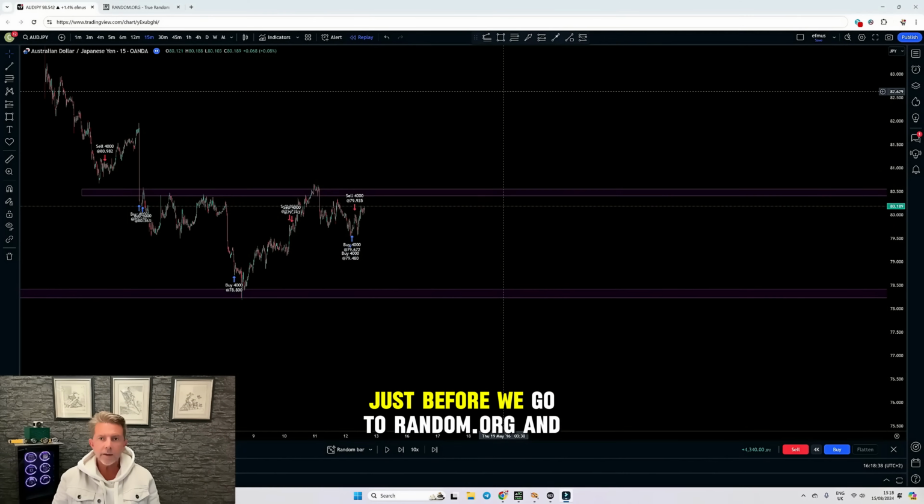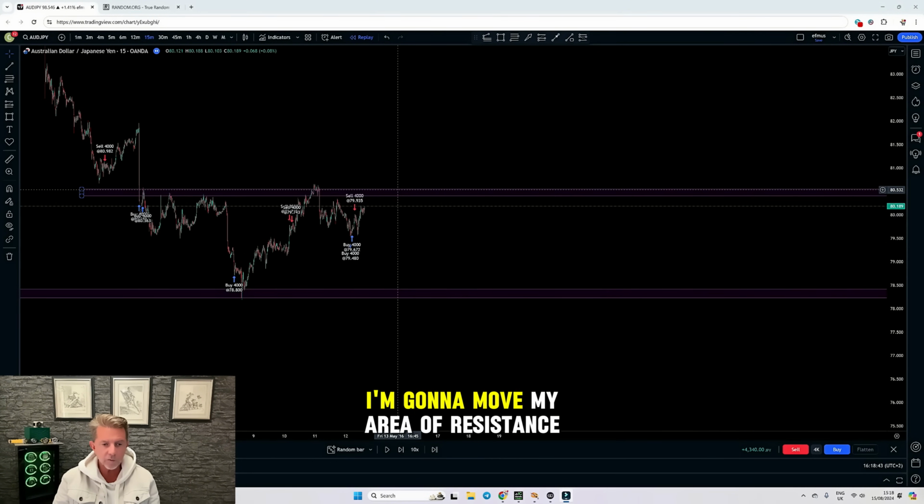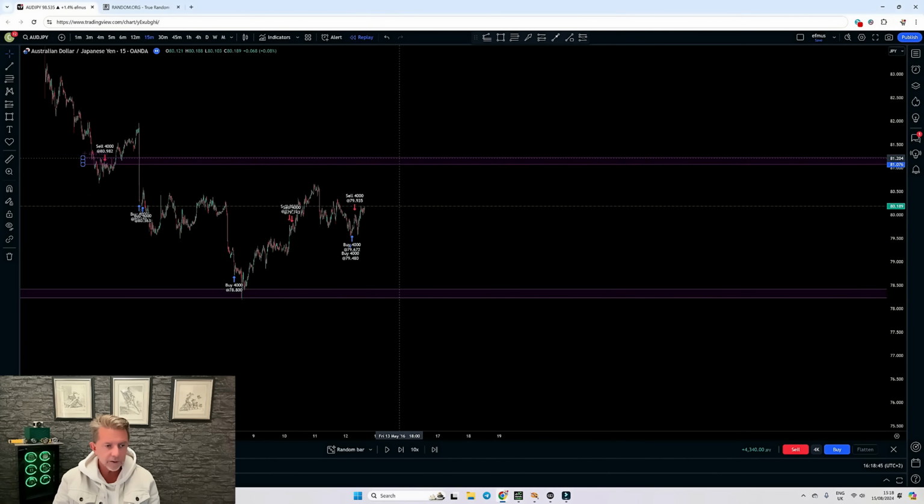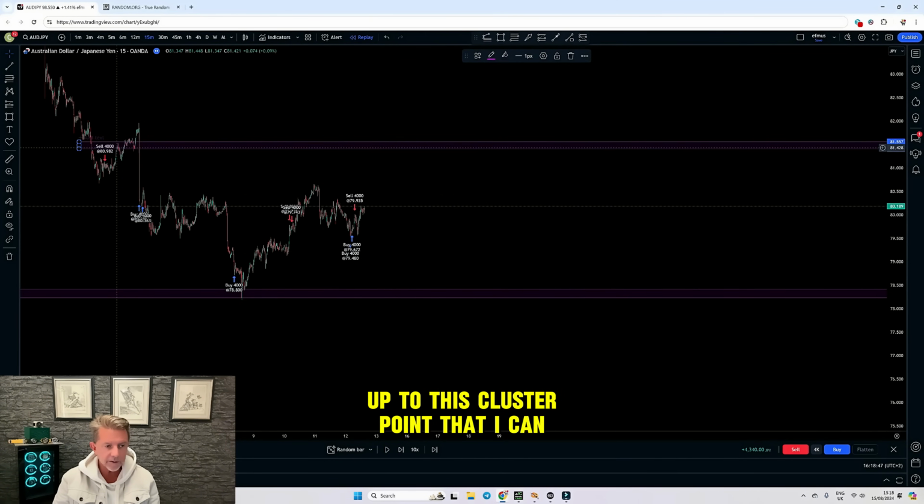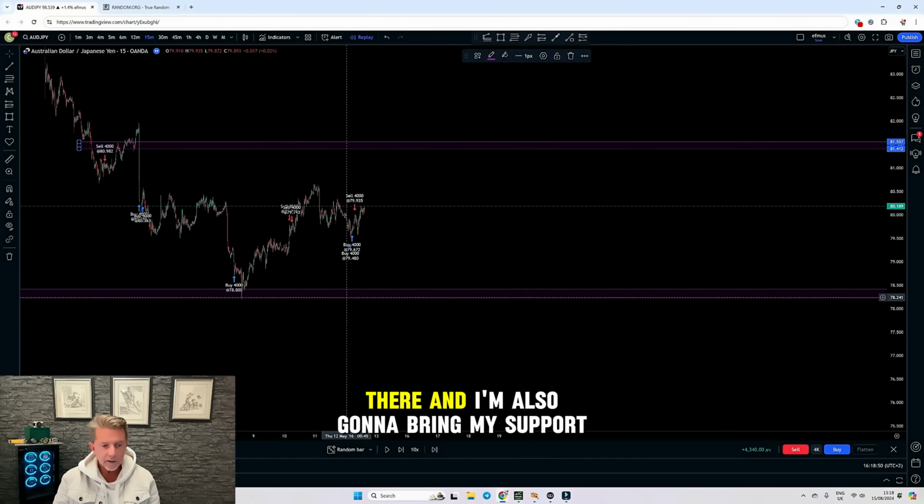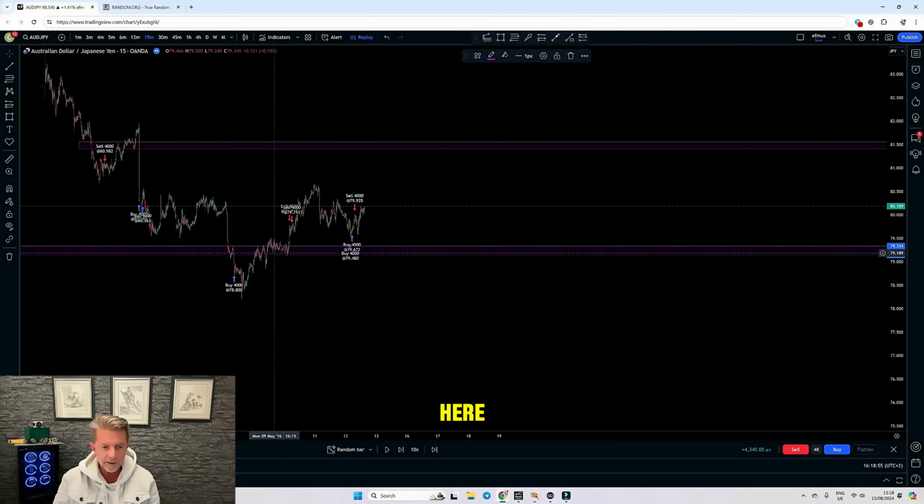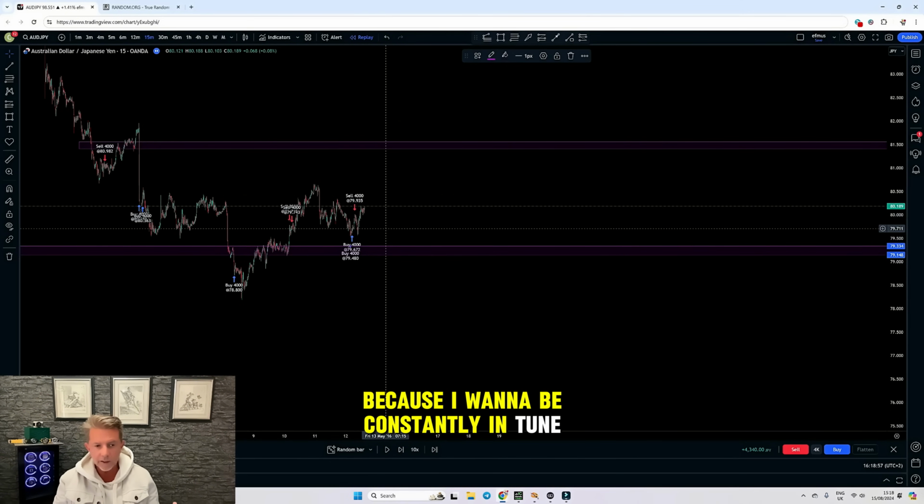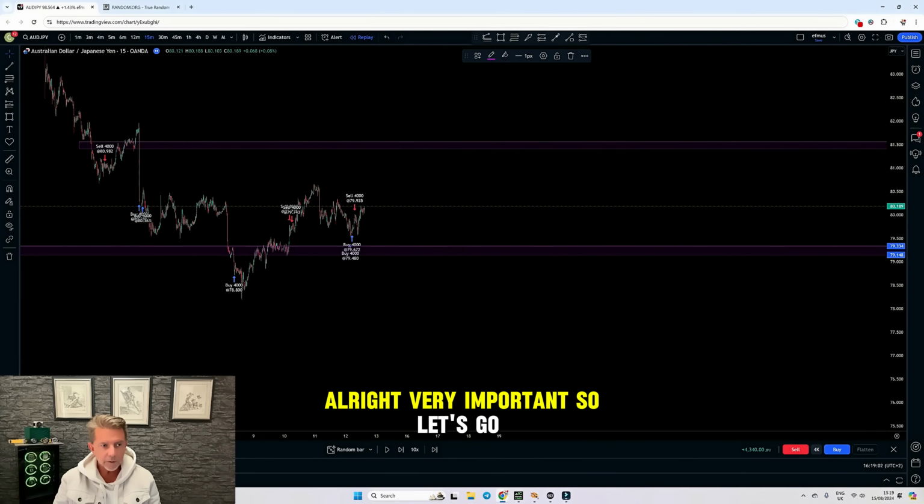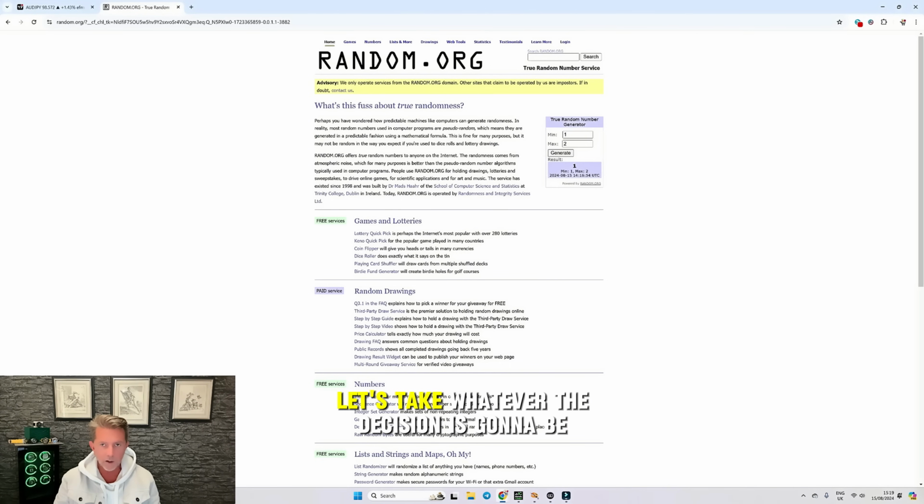Now, just before we go to random.org and get the last trade direction, I'm going to move my area of resistance up to this cluster point that I can see over on the left hand side there, and I'm also going to bring my support up to the cluster area that I can see here, because I want to be constantly in tune with the current market dynamics. All right, very important. So let's go back to random.org and let's take whatever the decision is going to be. Whether we get stopped out and we lose all of our equity, then so be it, but this will be our last trade for this session.